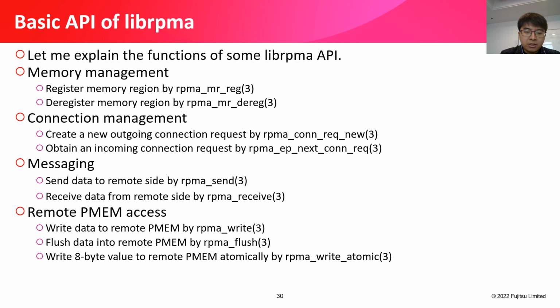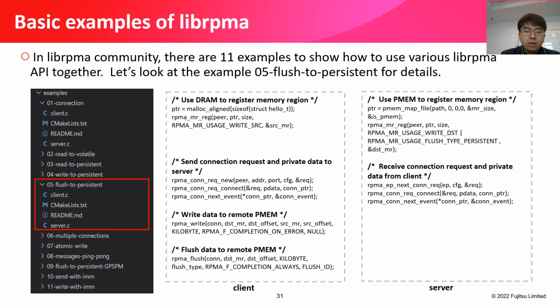For remote PMEM access, we can write data to remote PMEM by rpma_write, flush data into remote PMEM by rpma_flush, and write an 8-byte value to remote PMEM atomically by rpma_atomic_write. In the librpma community, there are 11 examples to show how to use various librpma APIs together. Let's look at example 05, flush-to-persistent, for details.